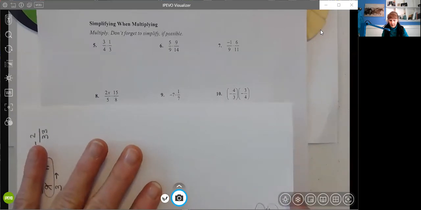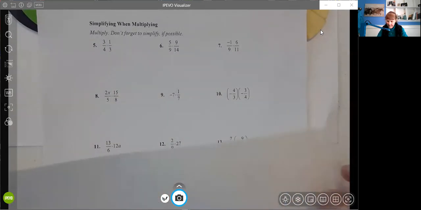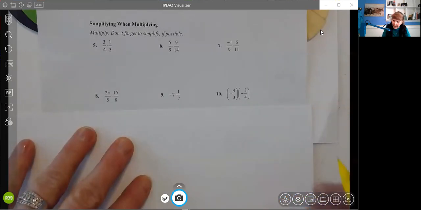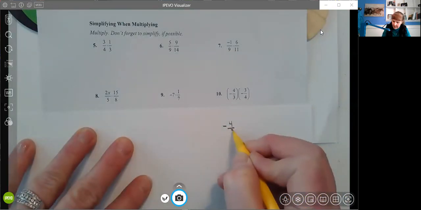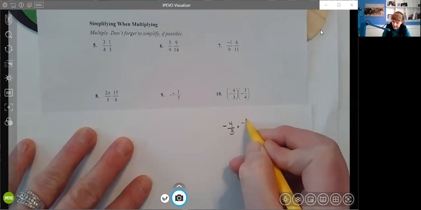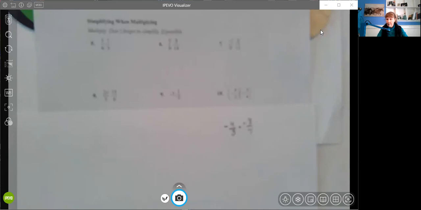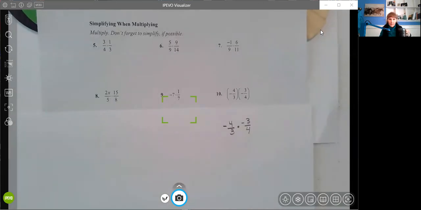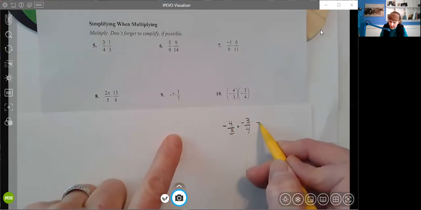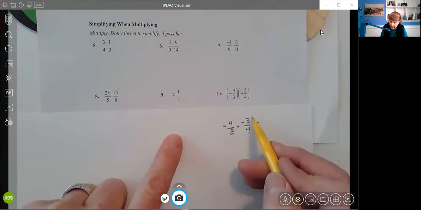Just going to turn this over here. We have a -4/3 parentheses like this means multiply. First off, decide, is your answer going to be negative or positive? Well, you have 2 negatives, which means your answer is positive. Because if you have an even number of negatives, your answer is positive. So here, we know our answer is going to be positive, but let's reduce it.